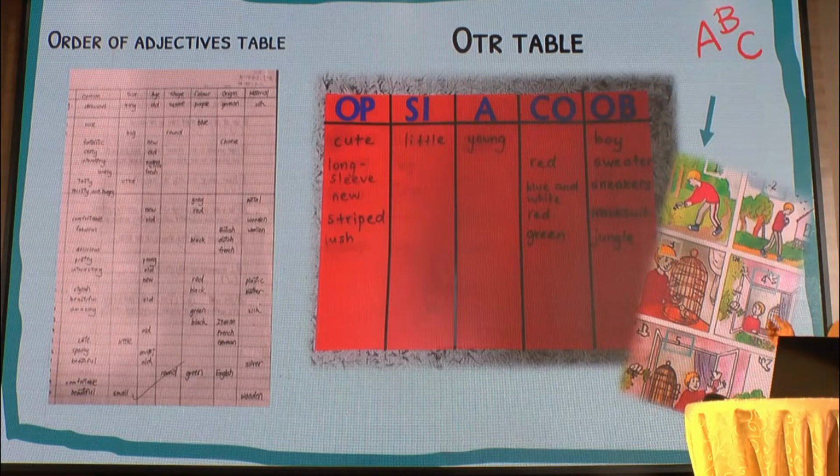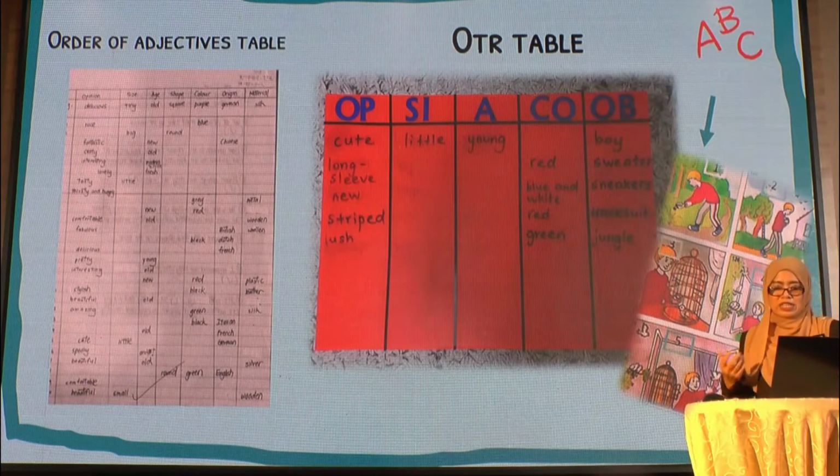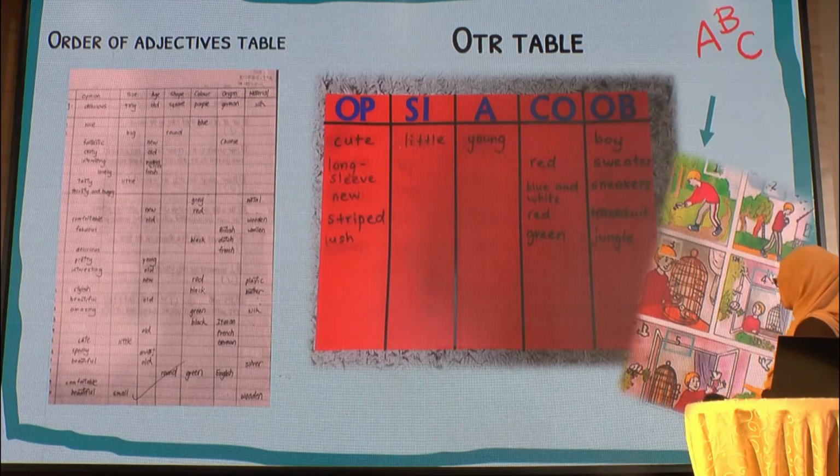Let's look at the next example. Still in the first picture, we want to describe the sweater that the boy is wearing. Under opinion, you can describe it as long sleeve, and then under color you put red, and the object is the sweater. So we can describe the long sleeve red sweater.